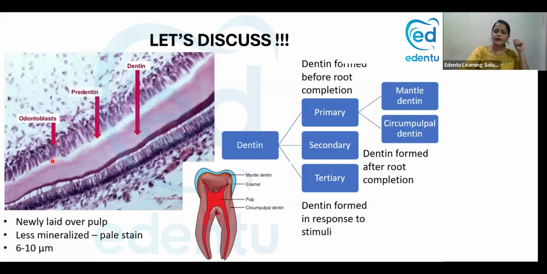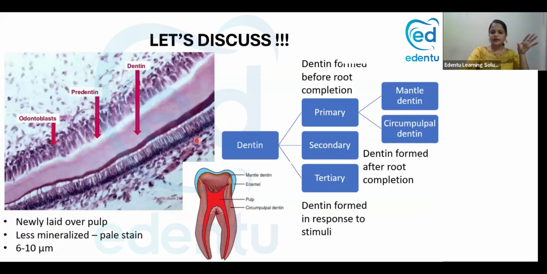That is why it is pale stained. It is much whiter in color because of this: it is less mineralized. Pale stain is seen because of the less mineralized structure of the pre-dentin. It is usually 6 to 10 micrometers in diameter, very little only.